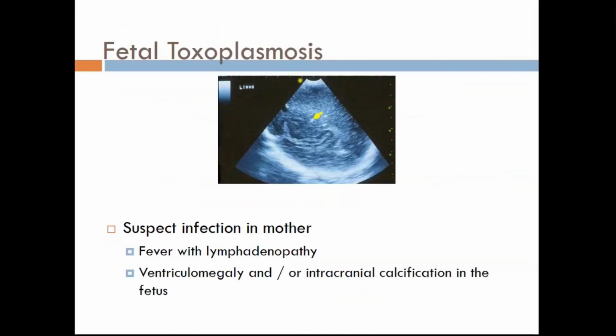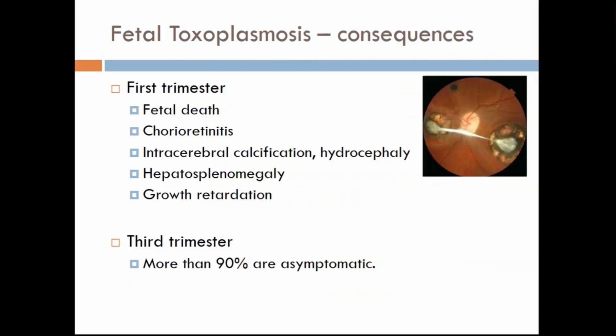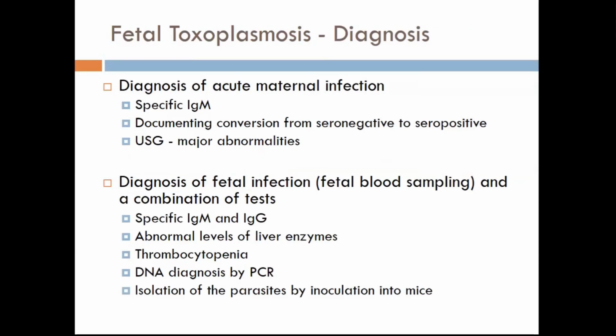In fetal toxoplasma, you get calcifications like this. To suspect infection in the mother, look for fever with lymphadenopathy, and ventriculomegaly or intracranial calcification in the fetus. In the first trimester, there can be fetal death, and chorioretinitis found in the baby after birth, intracerebral calcification, hepatosplenomegaly. All these are features of toxoplasmosis. In the third trimester, more than 90% are asymptomatic. That means when the mother gets exposed in the third trimester, most are asymptomatic. So remove panic from the mother and the family.